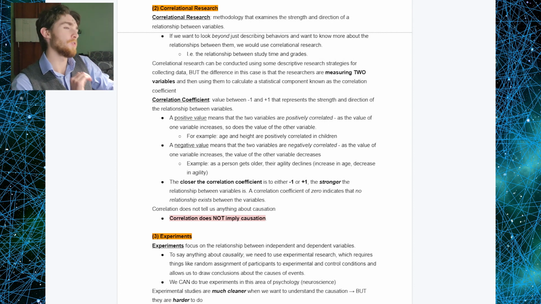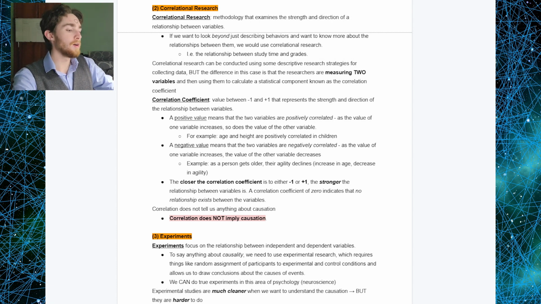Now, an important thing to note here is that correlation does not tell us anything about causation. Or, as we put it in class, correlation does not imply causation. If you want to look up something to that point, look up, I believe the website is Spurious Correlations. Correlation is not causation. All right, good, got that point.